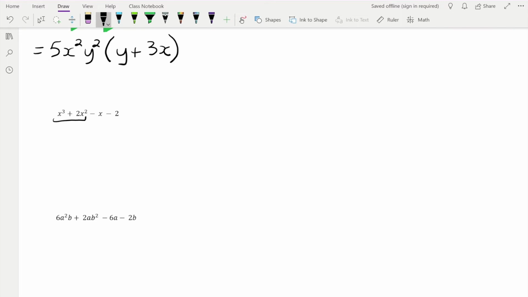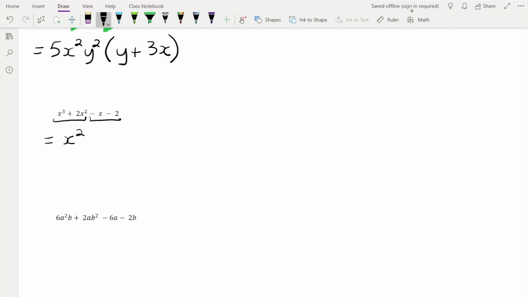Since it's 4 terms, I'm going to group the first 2 and the last 2 together and see if there's anything common I can take out of these. Looking at my first group, I have a 1 and a 2. Again, I can't take anything out there, but I have an x cubed and an x squared, meaning I can take a factor of x squared out.